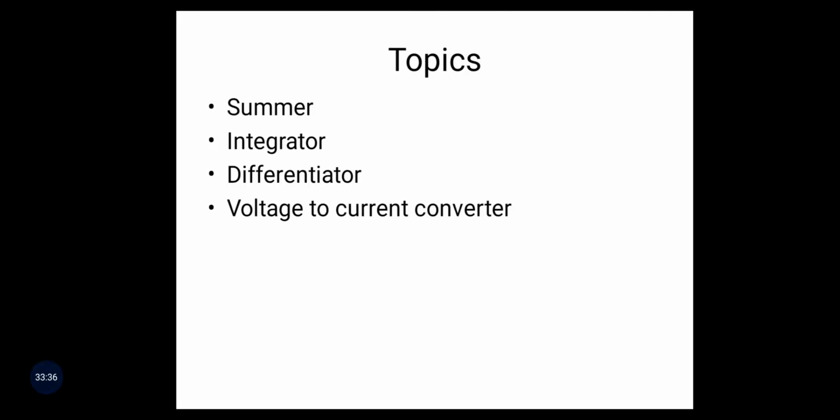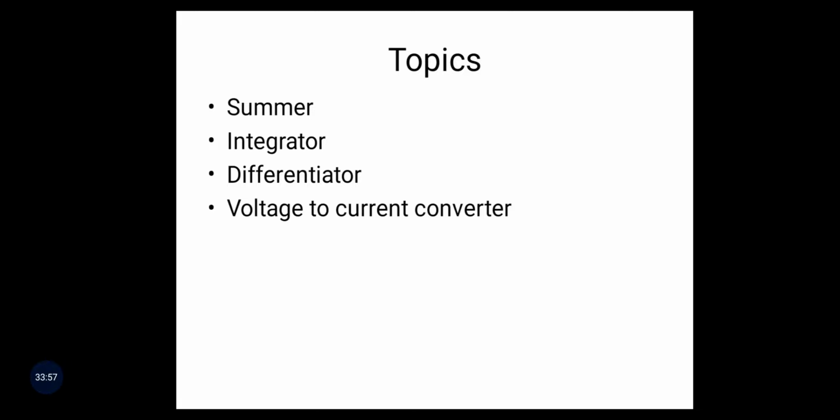Next we are discussing the integrator. What is meant by an integrator? It integrates the input voltage. Here the output voltage is the integration of the input voltage.